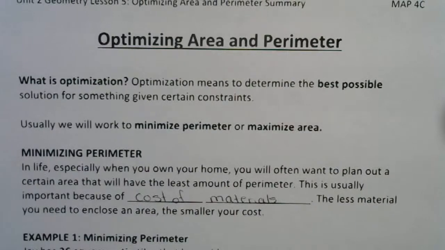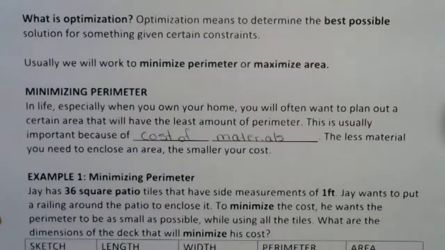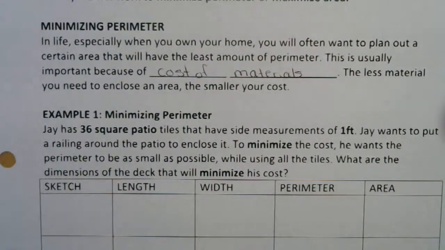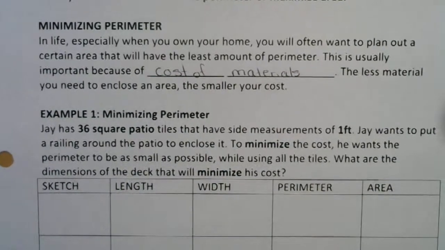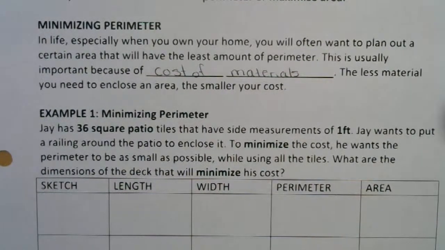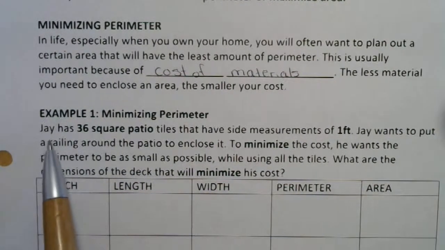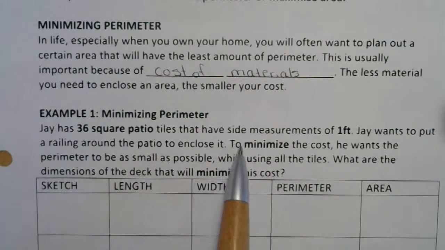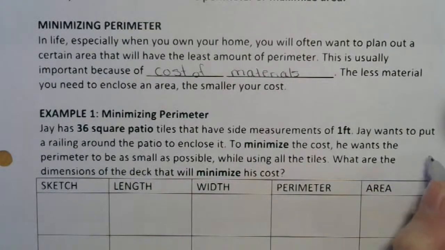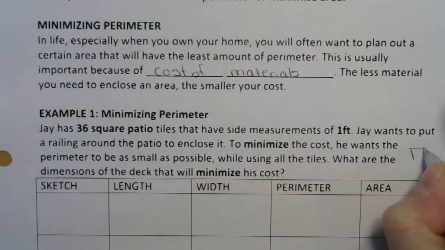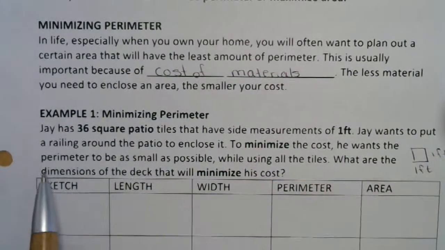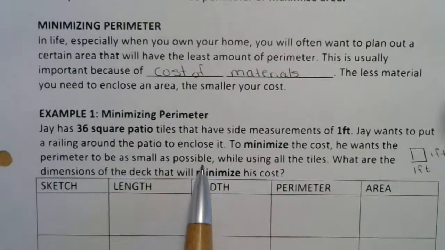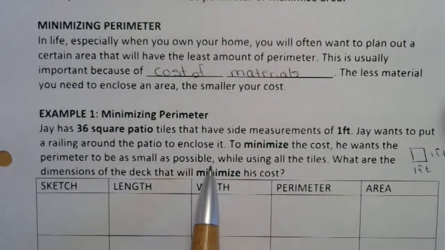So in order to minimize the perimeter, we want to figure out what is the best possible way to do this. Usually there are some given constraints. So in this situation, example 1, J has 36 square patio tiles that have side measurements of 1 foot. So that means we have a whole bunch of tiles that are basically 1 foot by 1 foot. And J wants to put a railing around the patio to enclose it. To minimize the cost, he wants the perimeter to be as small as possible.